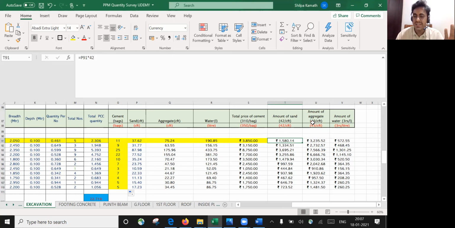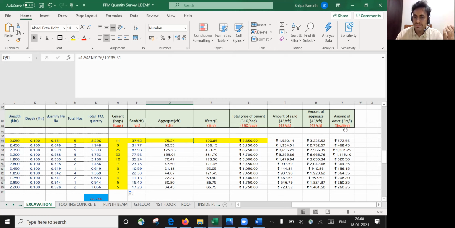Coming to the aggregate, that is the coarse aggregate. At present in the market, the cost of the aggregate is 43 rupees per cubic feet. Whatever quantity you are getting here, that is 75.3424, multiply this by 43, you will get 3235 rupees.